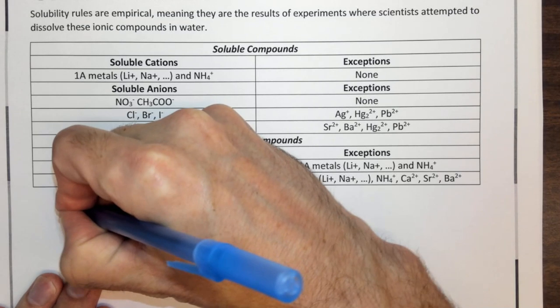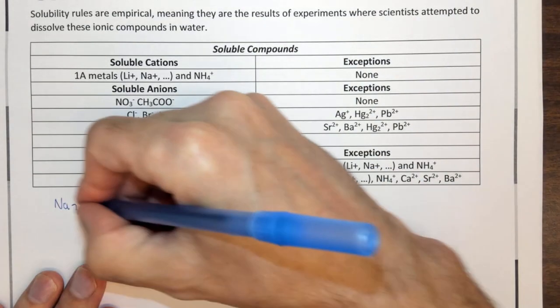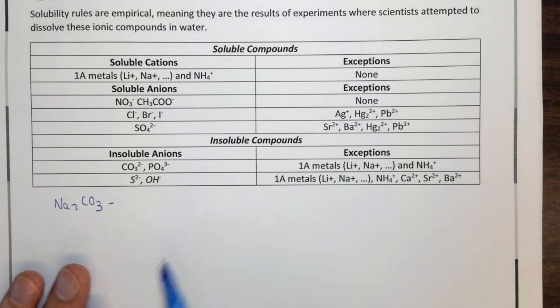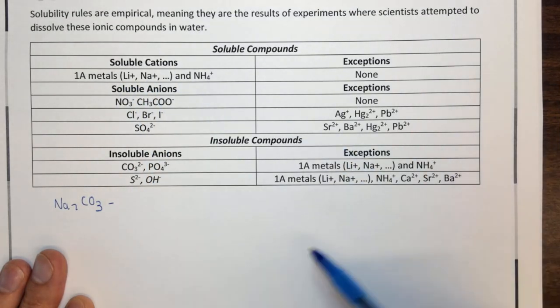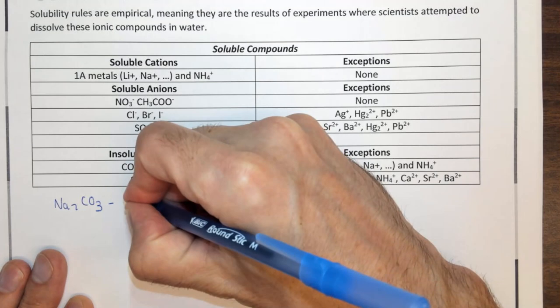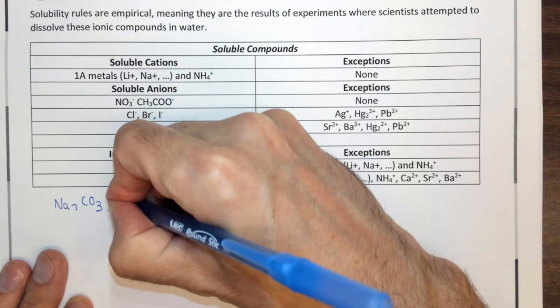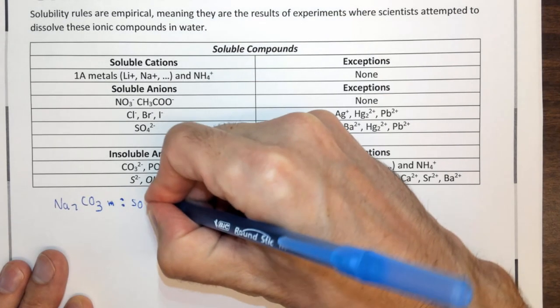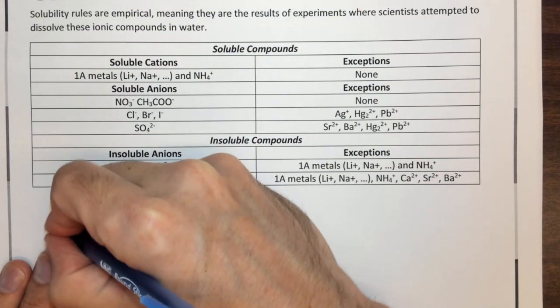Let's look at Na2CO3, and we want to decide if it's soluble or insoluble. Well, if you see a 1A metal, lithium, sodium, potassium, and so on, it's always soluble. So this, that kind of looks like a minus, so I'm going to put it like this instead. This is soluble. Let's look at another example.